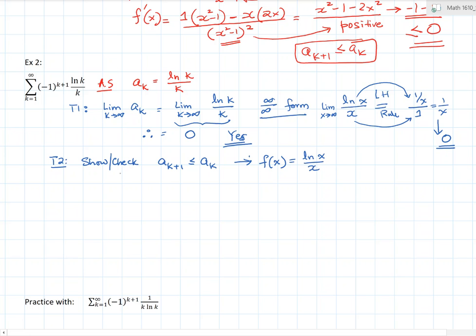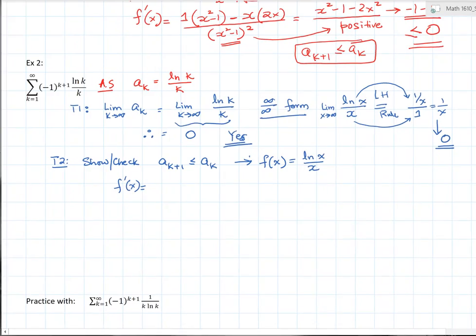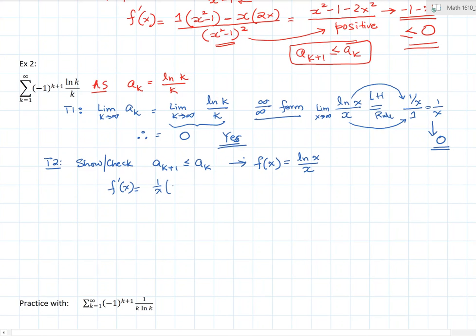Now let's use the quotient rule to find the derivative of this function. The quotient rule gives us the derivative of ln x, which is 1 over x, times the denominator, which is x, minus the numerator, ln x, times the derivative of the denominator, which is 1, divided by the square of the denominator. So this is very simply (1 minus ln x) over x squared. But remember, the denominator is always positive.